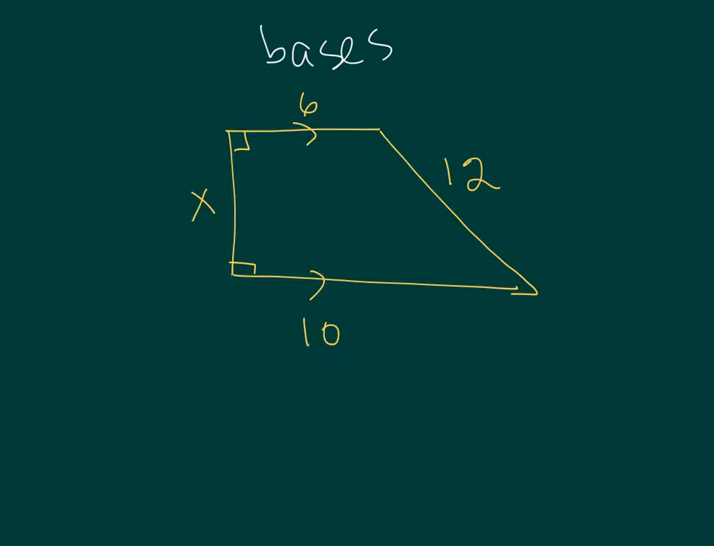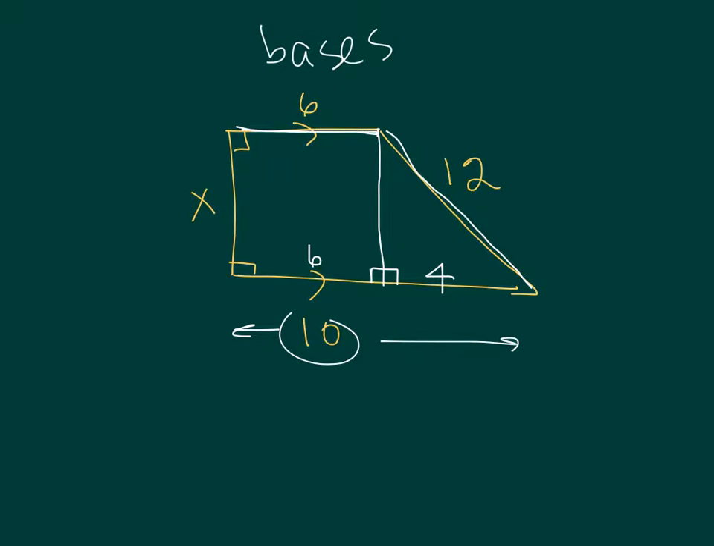Well, we have no idea what x is, but here's what we can do. We can draw an altitude, and I'm going to draw an altitude right there. And what I know is that if this is 6, so I've created a rectangle here. If this side is 6, then this side is going to be 6. And out of the 10 inches we have for this side, I know 4 will be left over right over here. And now I have created a right triangle. The hypotenuse is 12. One leg is 4, and since this is x, this side will also be x.